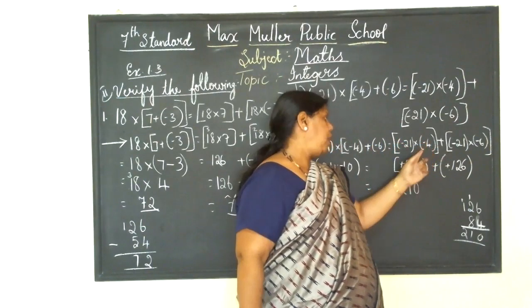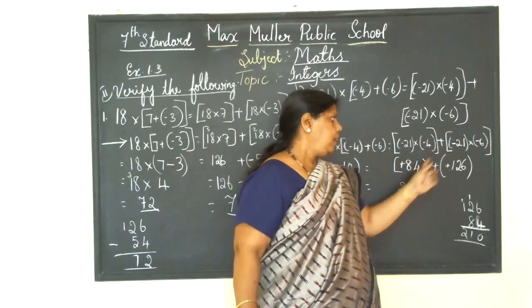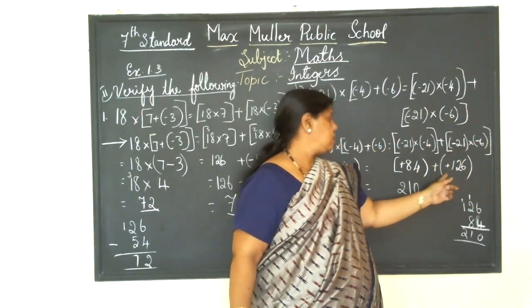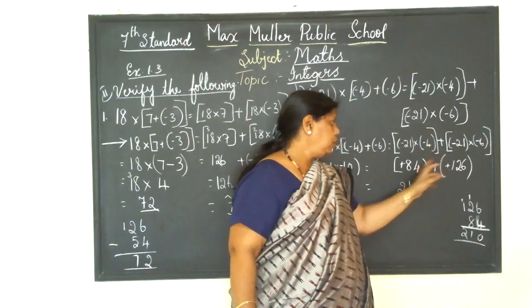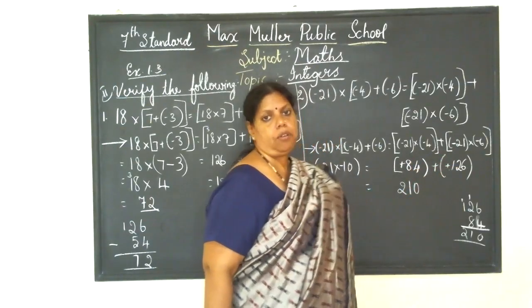Minus into minus, directly I have taken plus. Plus 84. Minus into minus plus 126. So we added both the numbers. So we got the same number. Okay.